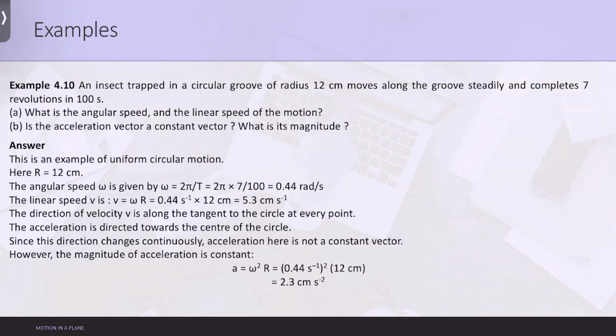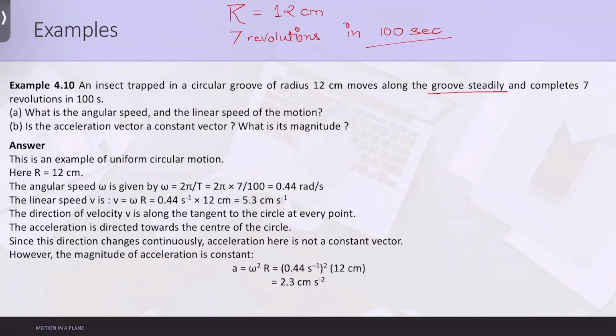Now let us try to understand one example here, and that will be the complete end. Then we'll do the summary and the complete analysis again, and that will be the end of this lecture series on motion in a plane. So let us try to understand this example. An insect trapped in a circular groove of radius 12 centimeter. Whatever is given in the question, I will write it here. So R is given as 12 centimeters. It moves along the groove steadily, that means it is undergoing uniform circular motion, and completes 7 revolutions in 100 seconds.